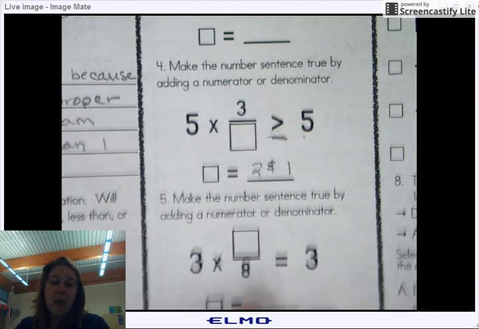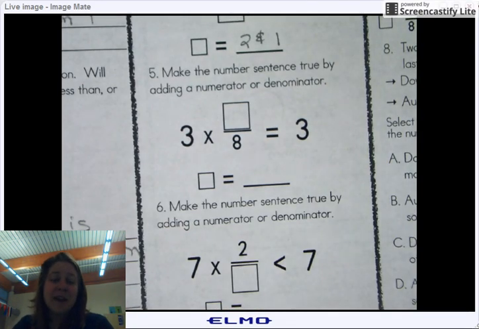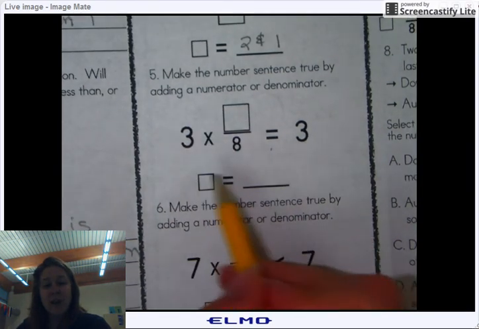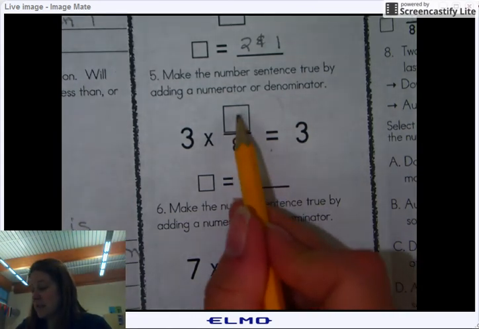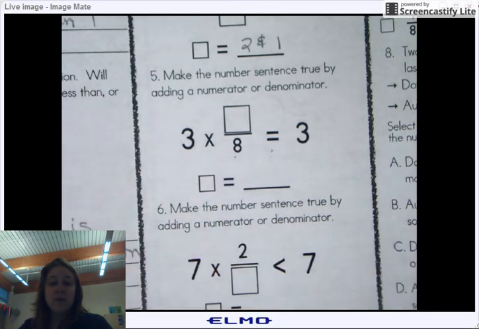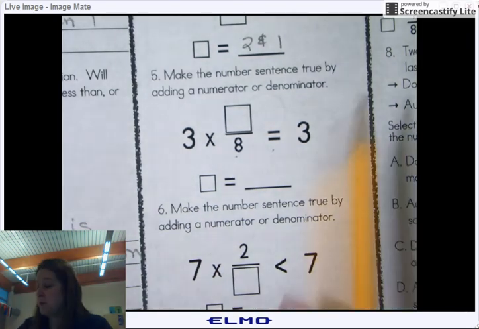Okay? Make the number sentence true by adding the numerator. This one should be kind of easy. You want it equal to 3. So then this whole thing right here has to be, this number right here has to be equal to this number for it to work. So go over and type in what number you would do to get a 1 there.